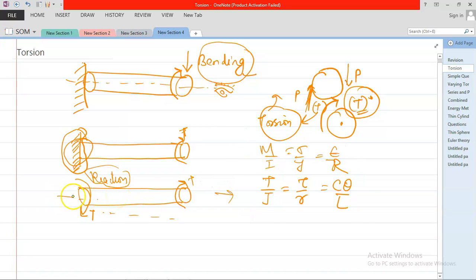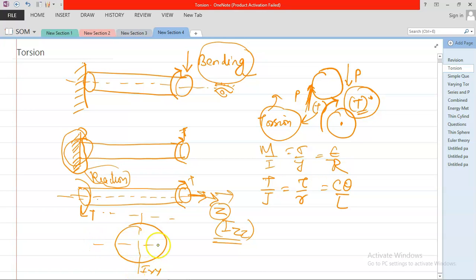Suppose I draw a line at the center and take this as an axis. Suppose this is your Z axis. So IZ will be your polar moment of inertia, that means in the perpendicular direction. If we take a circle, this is your IYY, this is your IXX, but perpendicular to the plane, this is your IZZ. This IZZ will be your polar moment of inertia.